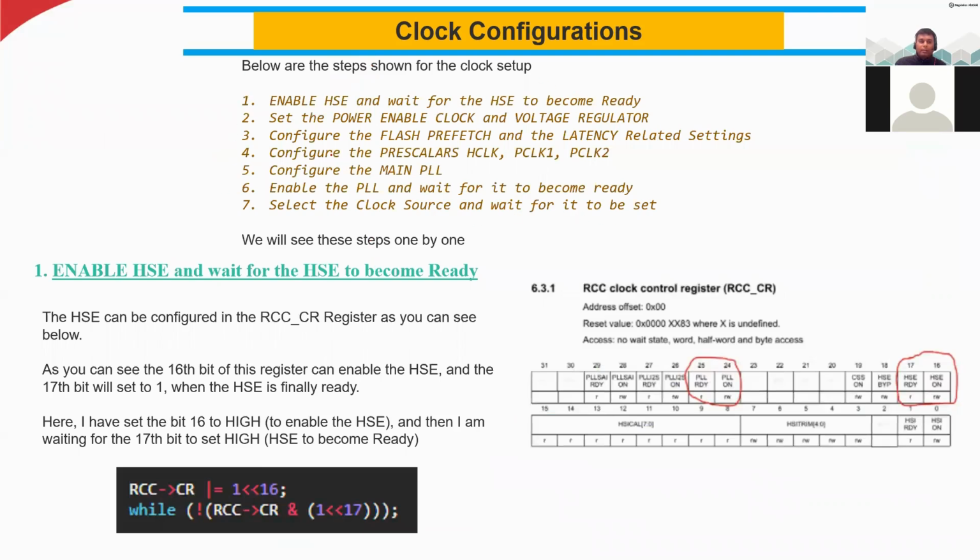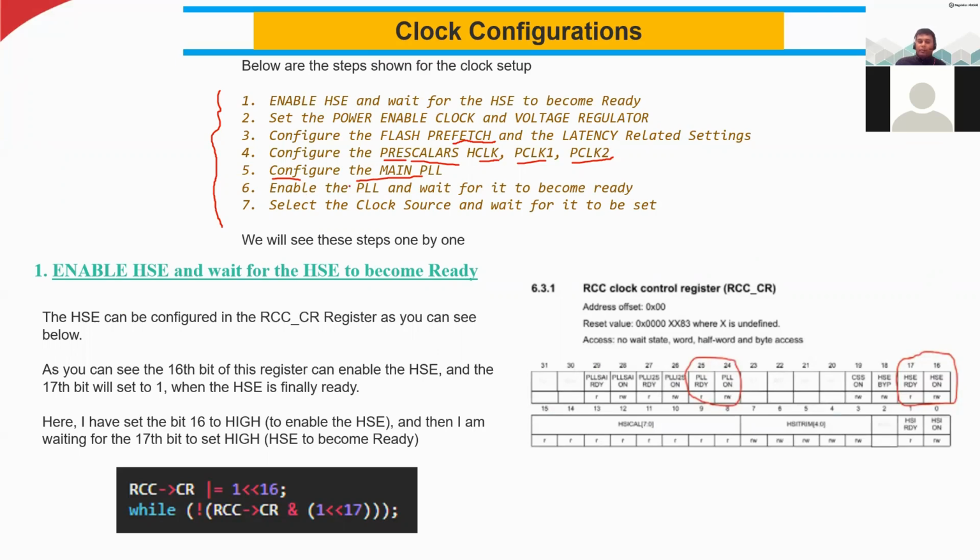I have given a detailed procedure on the steps, how to do the clock setup. There are 7 steps you can use. First you have to enable HSE and wait for the HSE to become ready. Then you set up the power enable clock and voltage regulator. You can configure the flash prefetch and the latency related settings. Also you configure the prescalers HCLK, PCLK1, PCLK2, and then configure the main PLL, and then enable the PLL and wait for it to become ready.